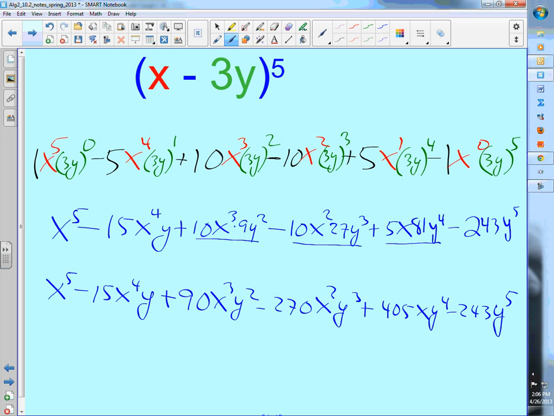It's just not that hard. You already have 3 to the 1st here. You have 3 to the 2nd is 9. 9 times 3 is 27. That's 3 to the 3rd. 27 times 3 is 81. That's what 3 to the 4th is. And 81 times 3 is 243. It's not that hard to do.